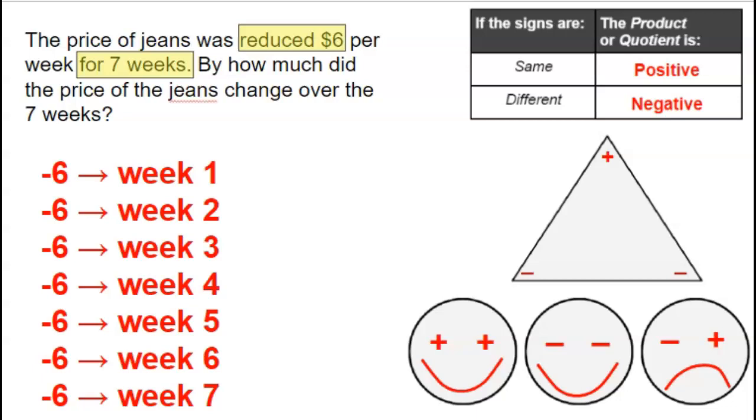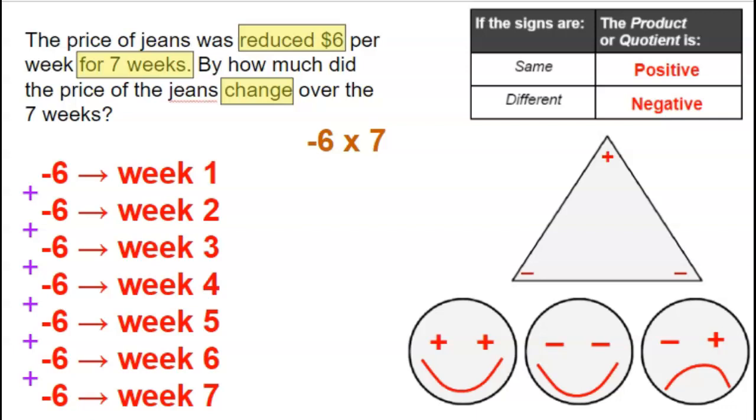It says, by how much did the price of the jeans change over the 7 weeks? And we know that a change means addition. So we're going to have -6 plus -6 plus -6 plus -6 plus -6 plus -6 plus -6. Well, I don't want to add all that, and I know that repeated addition also means to multiply. So instead, I'm going to multiply -6 7 times.